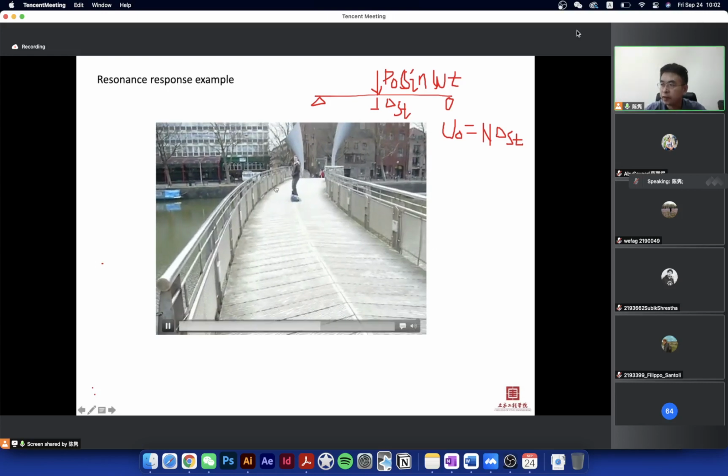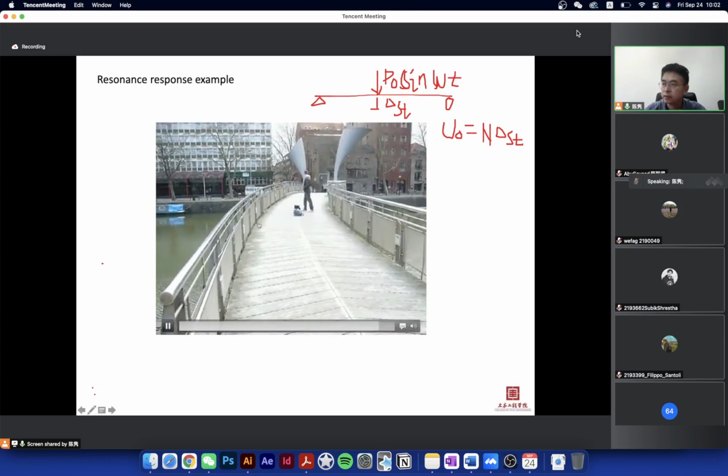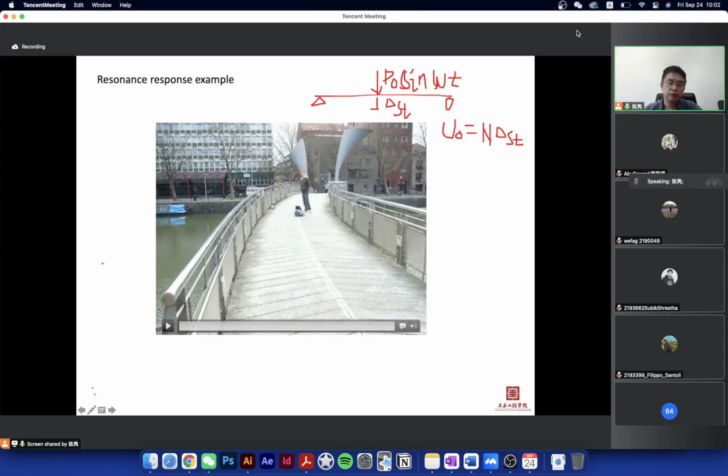You can see very clear vibration of the bridge. By eye observation, you can see a very huge, very significant vibration amplitude of the bridge due to the dynamic load. But if a person is standing here, static, it doesn't have a very significant deformation. So you can compare static deformation, dynamic one, and resonance. That's why it's very dangerous.